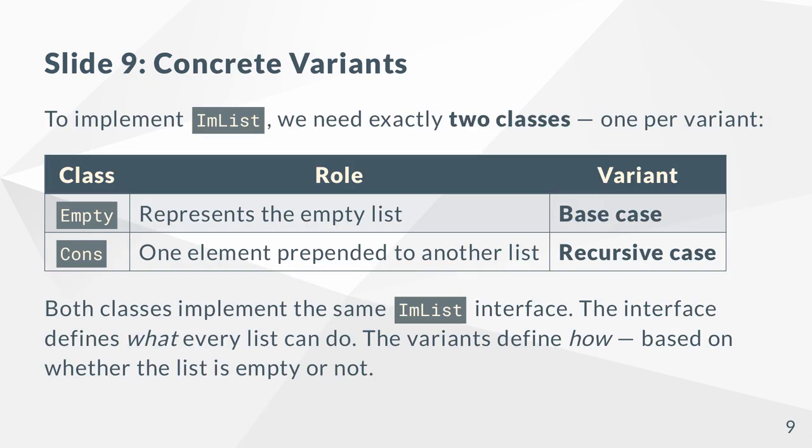To implement ImList, we need exactly two classes, one for each variant. Empty represents the empty list, the base case. Cons represents one element prepended to another list, the recursive case. Both classes implement the same ImList interface. The interface defines what every list can do. The variant classes define how, based on whether the list is empty or not.